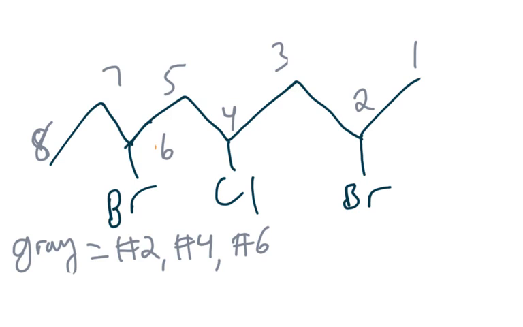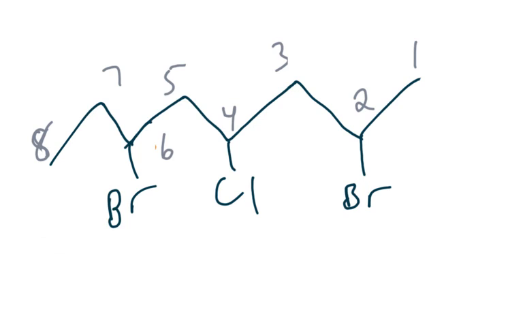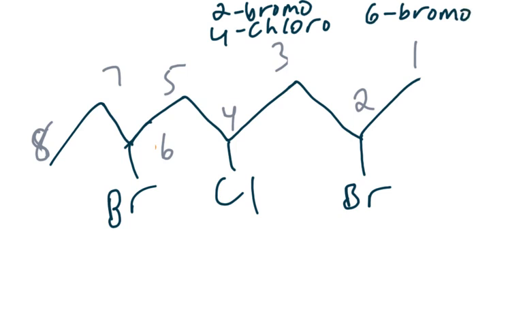So remember, we can get rid of this since we know the numbering, right? And what we have to pay attention to now is alphabetical order. So what do we have here? We have 2-bromo, we have a 4-chloro, because of chlorine, and we have a 6-bromo. Okay, so looking at this, how would you name it? How do we put this together? And we also have an 8-carbon chain, octane, which is 8 carbons. So we also have an octane.